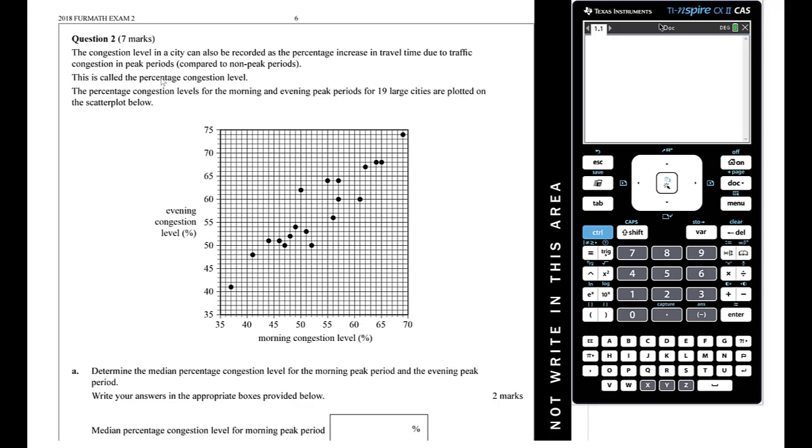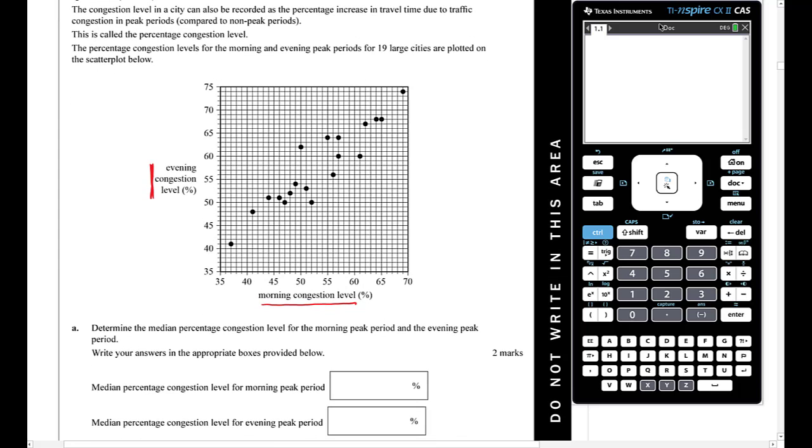The percentage congestion levels for the morning and evening peak periods for 19 large cities are plotted on the scatter plot below. So what we've got here is the morning, and here we've got the evening. Okay, so determine the median percentage congestion level for the morning peak period and the evening peak period. So median is what we're looking for, for both.